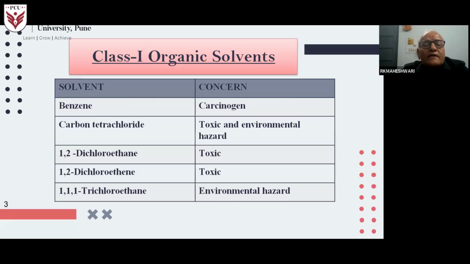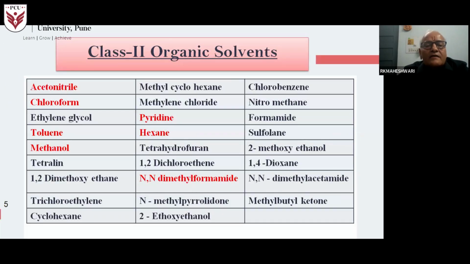For example, as you are seeing in the slide, benzene is carcinogenic, and carbon tetrachloride is also very harmful from the point of view of health. Class 2 organic solvents commonly employed are acetonitrile, chloroform, toluene, pyridine, hexane, diethylbromide, etc. The toxicity of these class 2 organic solvents is a little bit lesser than that of class 1. Class 1 are the most hazardous to our health.